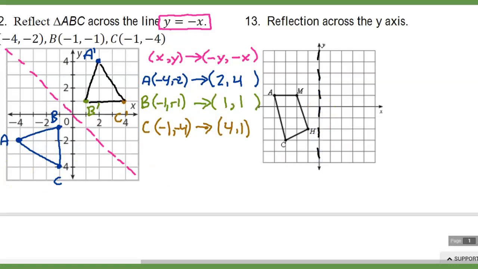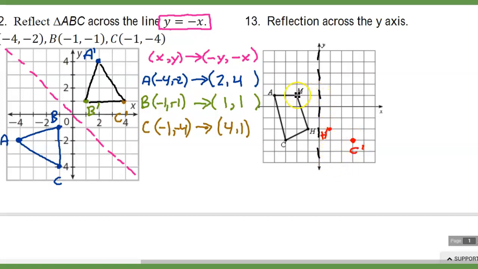I'm going to do this one by just counting the squares. So you can see how H is just one away from our line of reflection, which means H prime will be one away from our line of reflection on the other side. So this will be H prime. And then C, we can see here is 1, 2, 3. I'm going to go 1, 2, 3. There is my C prime.